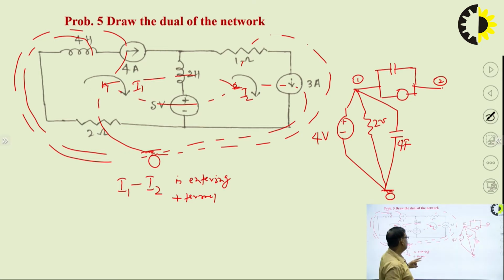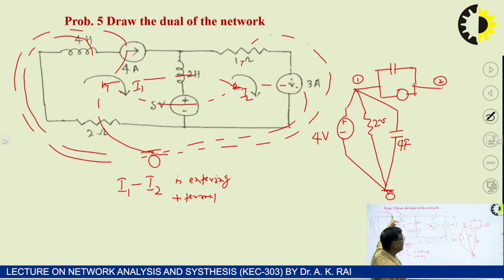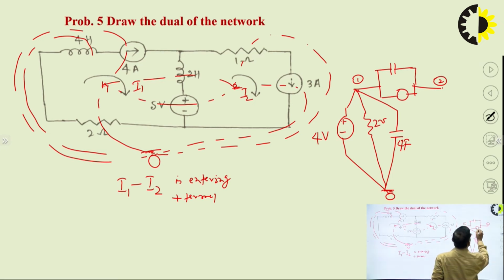So in the dual network, the current source will be away from node. Now the question is which node, node 1 or node 2? I1 is governed by this mesh 1, so it will be away from node 1. So this will be like this, and it is of 5 ampere. Others may say that I2 is greater than I1.